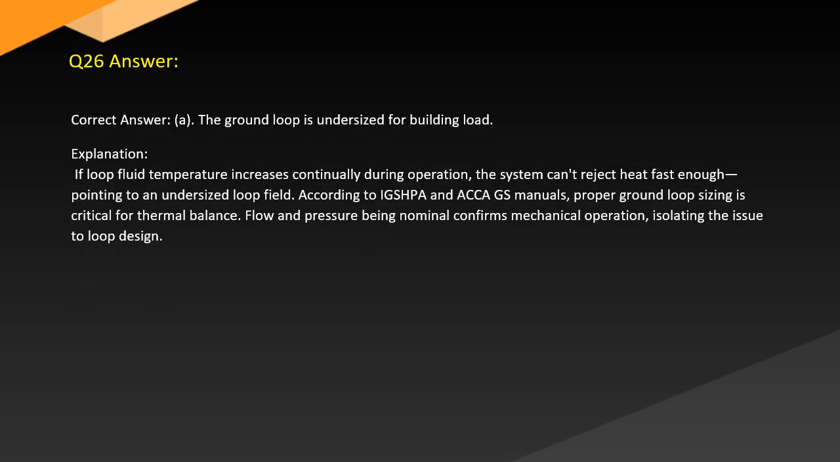Answer. Correct answer: A. The ground loop is undersized for building load. Explanation. If loop fluid temperature increases continually during operation, the system can't reject heat fast enough, pointing to an undersized loop field. According to HVACR GS manuals, proper ground loop sizing is critical for thermal balance. Flow and pressure being nominal confirms mechanical operation, isolating the issue to loop design.